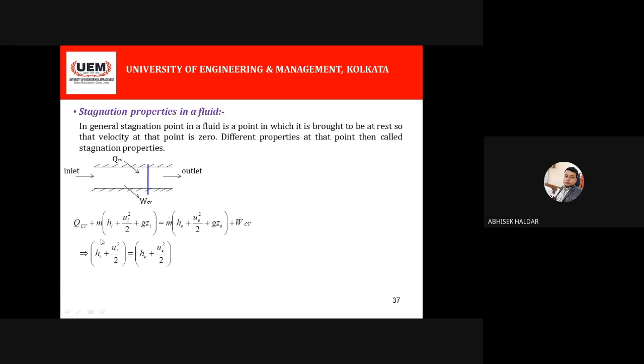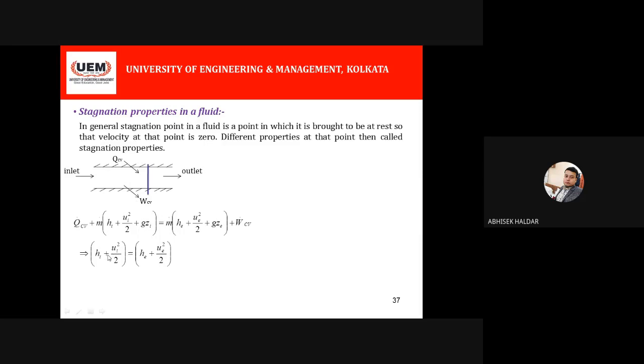Now here you see, if I simplify this, as this is insulated, I am considering that QCV, the heat given into the system, is zero. Work output from the system is zero, because I am not getting any mechanical work from this control volume. And you can see it is at the same elevation, so the Z term is also the same. Mass flow rate is the same at inlet and outlet, obviously.